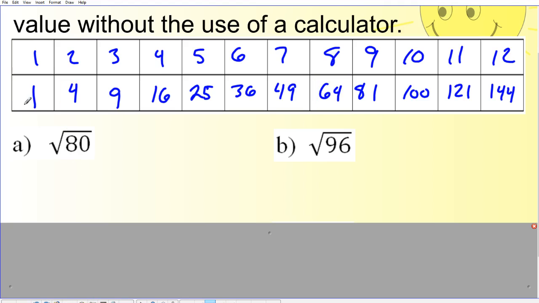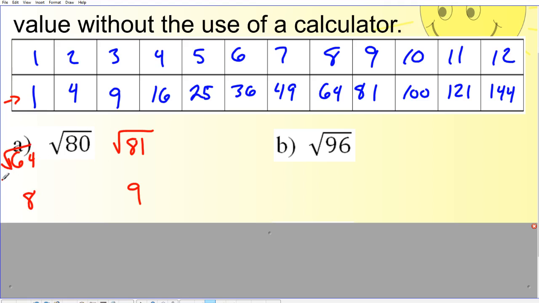So the square root of 80, I'm going to look down this row and find which number here is the closest to 80. There it is. So I know if I take the square root of 81, I'm going to get an answer of 9. Now, on the other side of 80 is 64, my other perfect square. And I know if I take the square root of 64, I'm going to get 8.